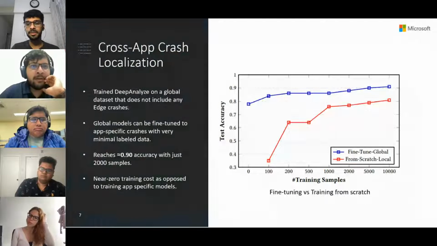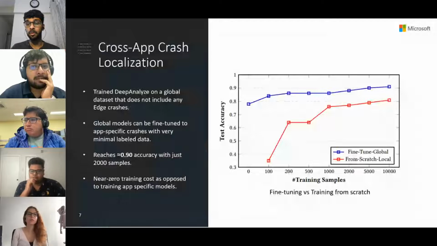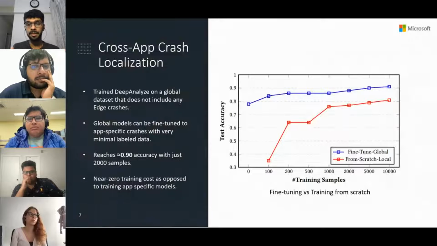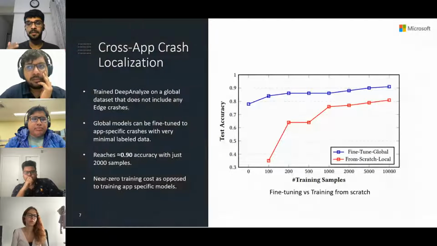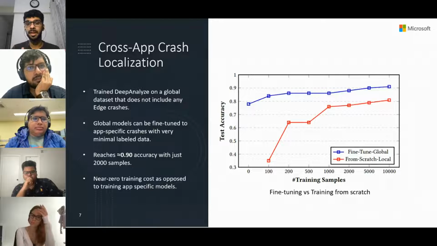So this not only creates a very scalable solution which uses very minimal labeled data to fine-tune and get highly accurate models, but it also improves our training costs and gives us more than 10x reductions when compared to training a DeepAnalyze model from scratch for every application.